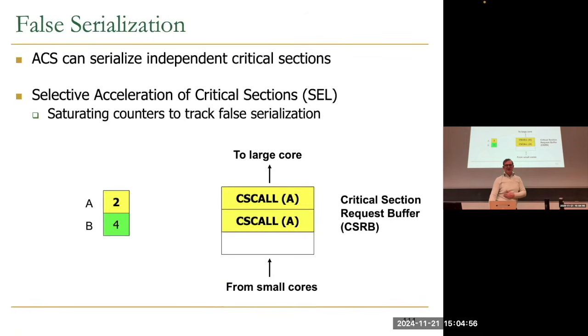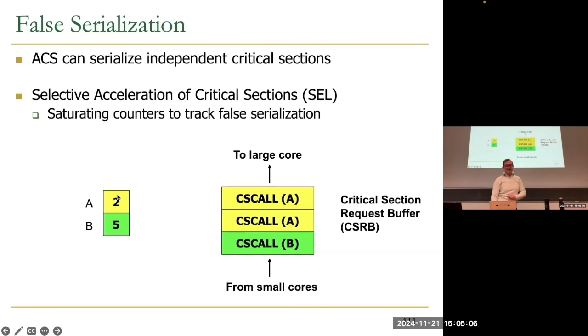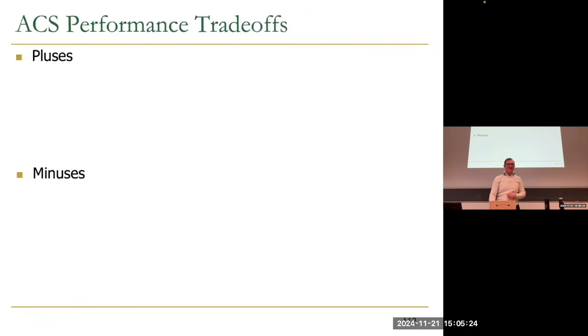So you decrement the counter. Now you get a critical section call B. Unfortunately, this gets serialized, assuming this is a FIFO queue again. You increment the counter. Now, once your counter is larger than some threshold, the large core says to the small core, don't send these critical sections to me. And the small core stops sending the critical sections. That's one way of eliminating false serialization, right? You can have a combination of multi-threading plus that, of course. Okay, so keep that in mind.